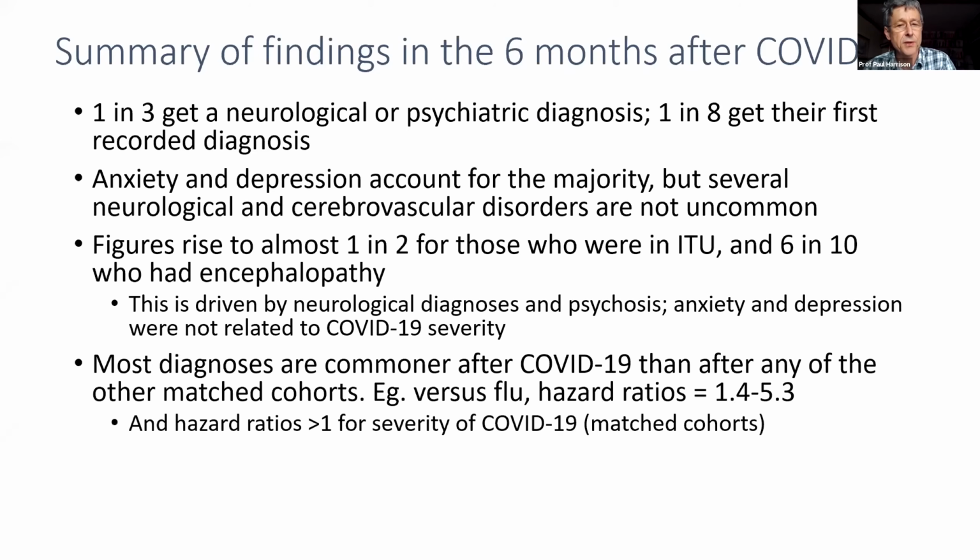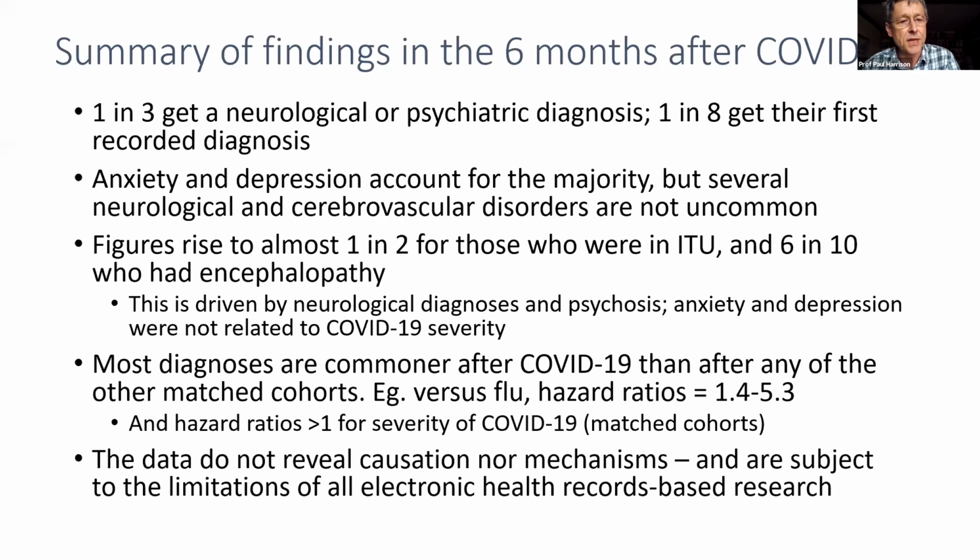Most, not all, but most of the diagnoses were commoner after COVID-19 than the comparisons. Perhaps one of the exceptions was Parkinsonism, and neither did we really find a clear answer for Guillain-Barré syndrome, going back to one of the papers that Dennis showed. On the other hand, most other conditions were commoner after COVID-19 with a hazard ratio of anywhere between 1.4 and 5.3. And lastly, just to highlight, these are electronic health records data. They show associations, they don't show causation and mechanisms, and they're subject to the limitations of all research that is based on health records.